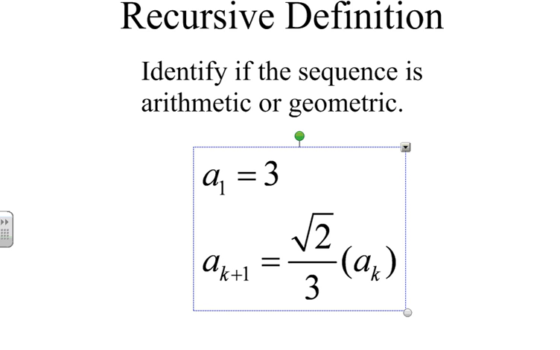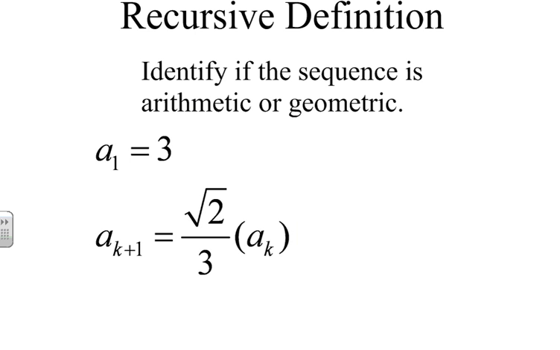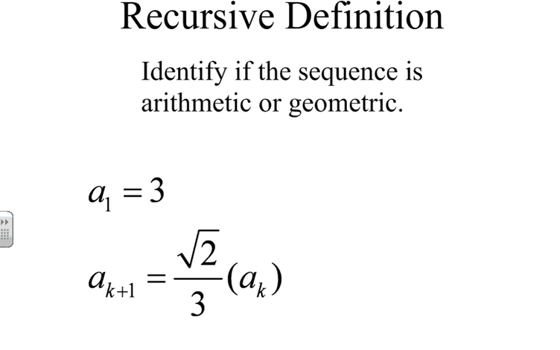Well, let's check out another recursive definition, and I want to identify if this is arithmetic or geometric. To do this, we want to identify what is happening to the previous terms. When you're arithmetic, arithmetic means you have a common difference, as we said before. Geometric means you have a common ratio.